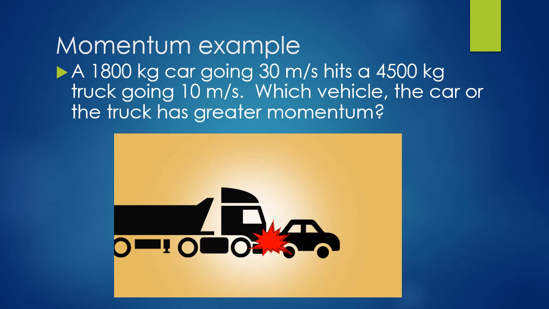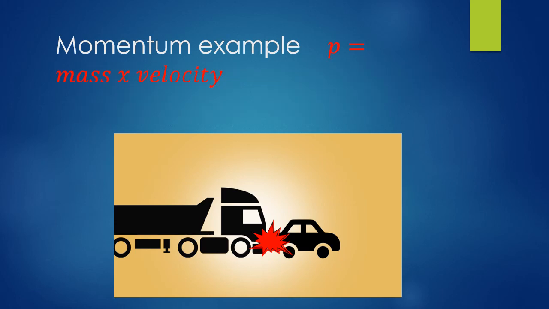Now at first glance, you're probably going to assume that the truck has a greater momentum because it's bigger, right? More mass. But make sure you're taking into account the velocity as well, because if you'll notice, the car is going faster. It has a higher velocity. It's going 30 meters per second, where the truck is only going 10. So let's do the calculation and see if it is the truck or the car that has the higher momentum.